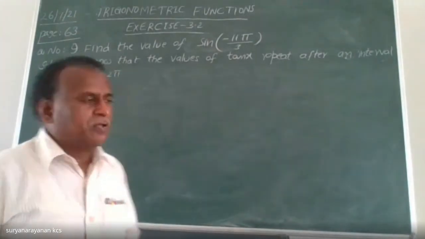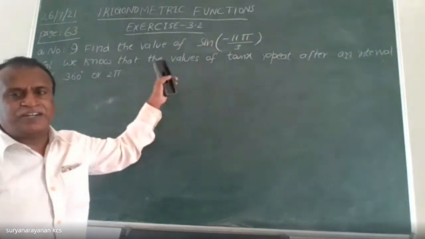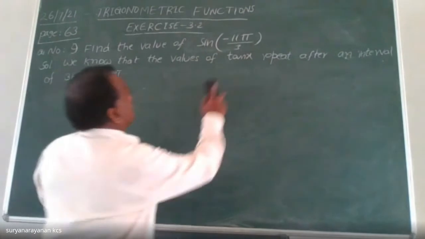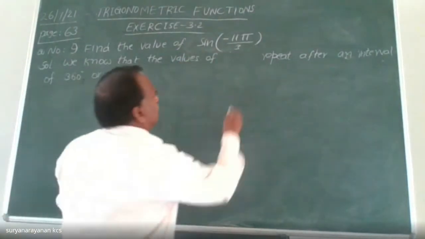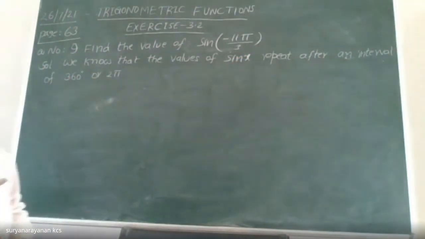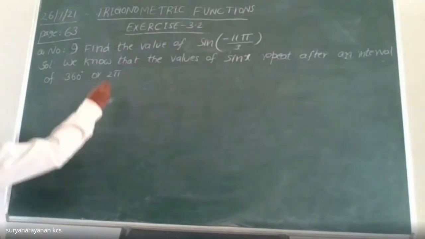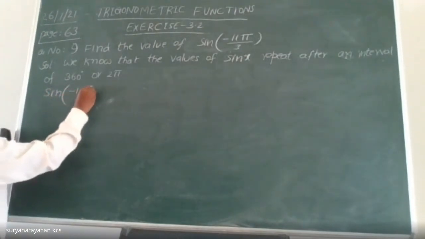Now, we write the same sentence for each and every question. We know that the value of sin x, because the given trigonometric function is sine, repeats after an interval of 360 degrees or 2 pi radians. Now take the given trigonometric function sine of minus 11 pi by 3.